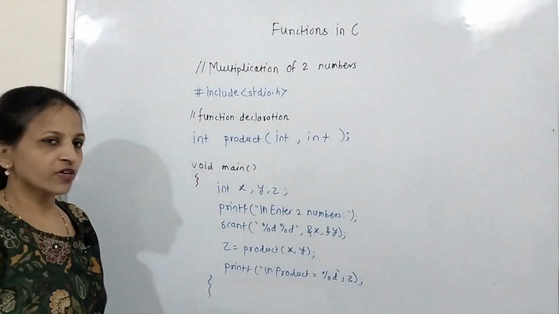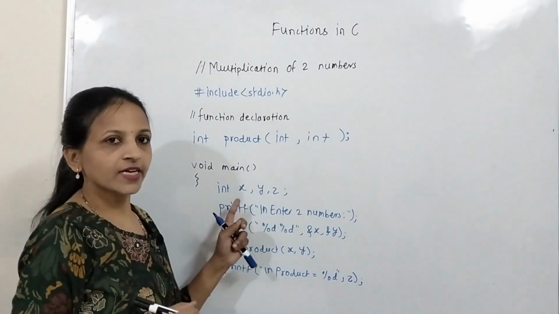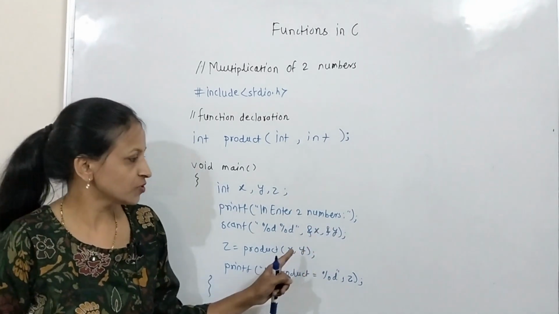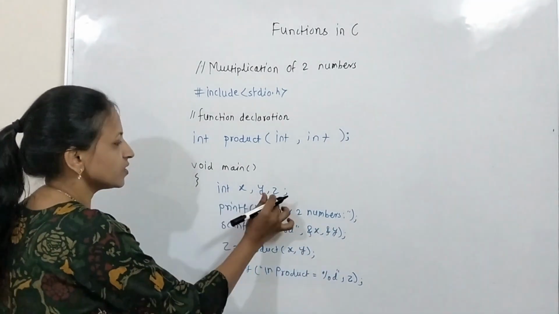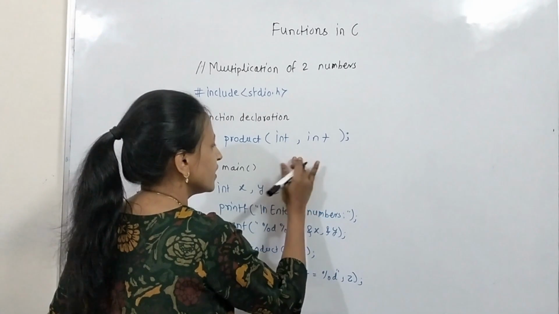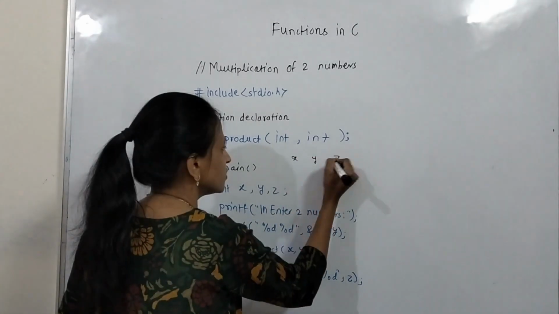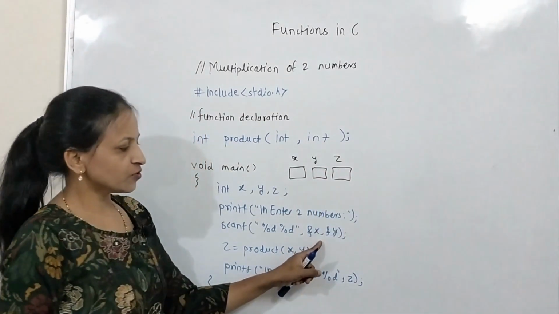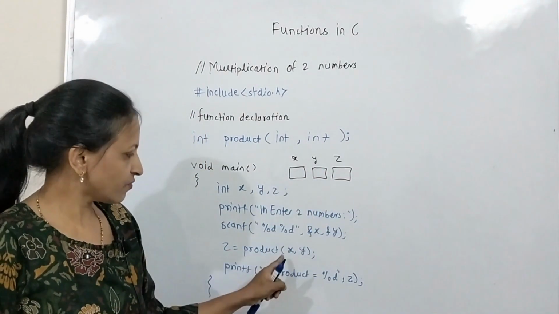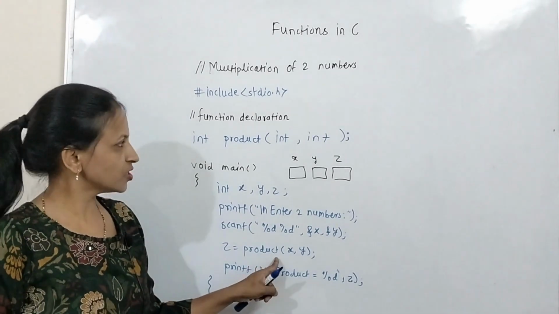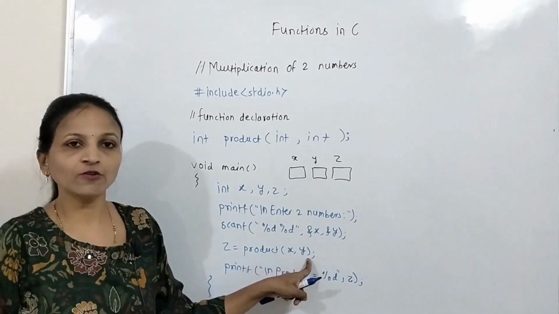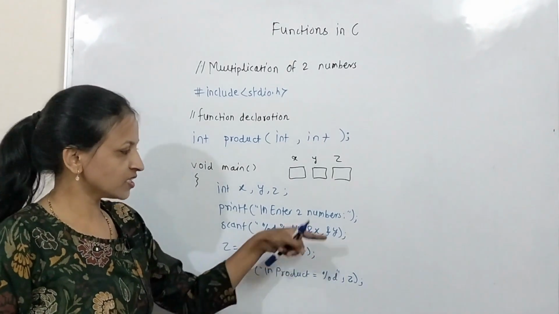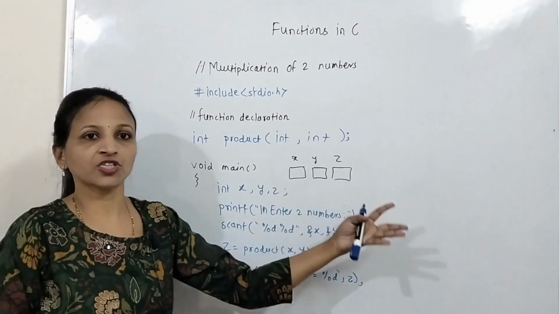Now see, in main I have declared three variables x, y, z. Then we give a message to the user, like enter two numbers. Then the user will enter two numbers. For these three variables x, y, z, memory will get allocated, 2 bytes each. Whatever the user enters will get stored inside x and y. And here I have written the function name and I am passing two values. Those values of x and y will get passed to that function.